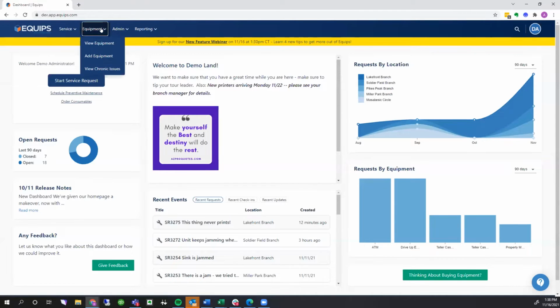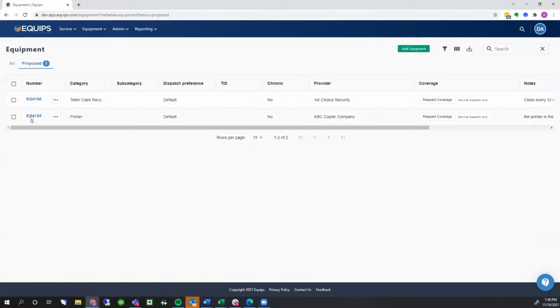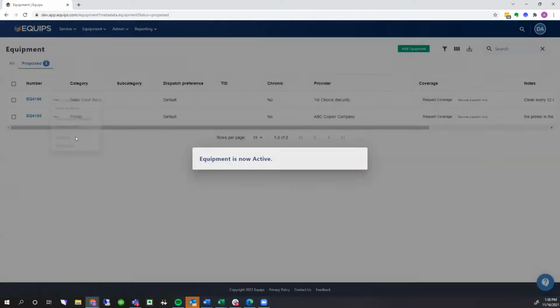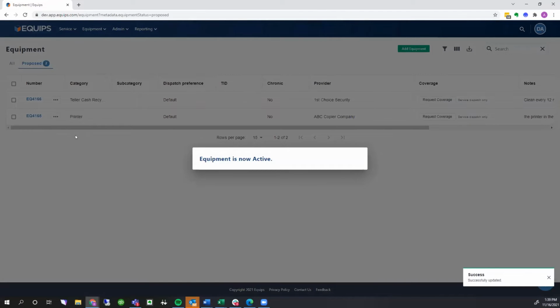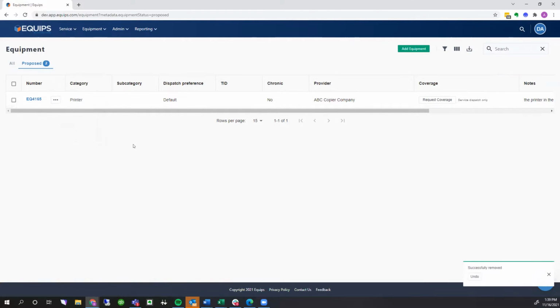Meanwhile, Maggie gets notified that Greg had added some new equipment. And so she's able to log in as the admin and see, oh, Greg added a telecache recycler. Yep, this one makes sense. Let's go ahead and set this one to active. And now it's active. And then this printer, wait a second, this printer is going to be replaced. So actually, we're going to deactivate this and we're going to take that service request out of queue.